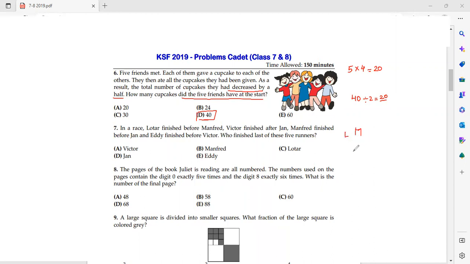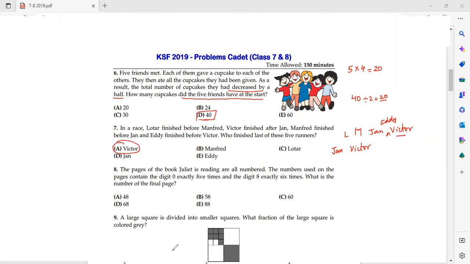Now Victor finished after Jan. So first was Victor and he finished after Jan. So Jan was before Victor and Manfred finished before Jan. So that means Jan was here and Victor was here. And Eddie finished before Victor. So Eddie comes here. So who finished last of these 5 runners? So Victor is at the last space.